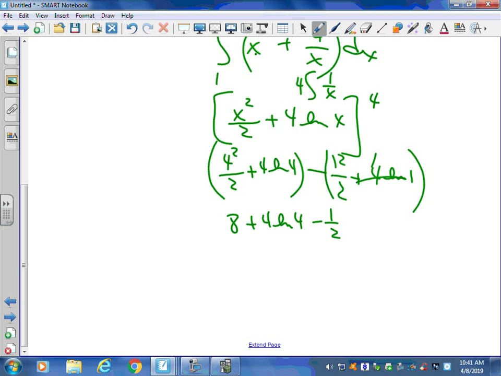I don't know if we need to get a common denominator or just at least put the 8 and a half together, I guess. Let's see what that looks like. 8 minus a half is 15 halves. I guess we could leave it like that, or we could just get a decimal. Because otherwise you'd want to get a common denominator for both of them.